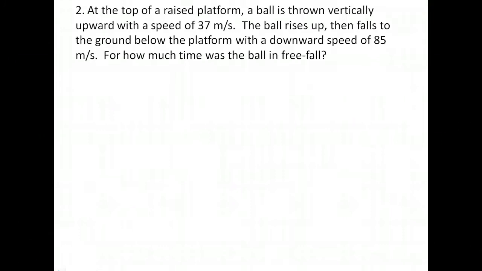Question 2. At the top of a raised platform, a ball is thrown vertically upward with a speed of 37 meters per second. The ball rises up then falls to the ground below the platform with a downward speed of 85 meters per second. For how much time was the ball in free fall?